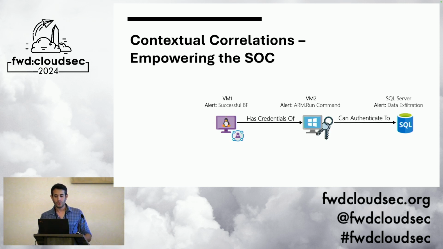And now on VM2, since we are trying to combine posture with threat protection, as part of the posture side we periodically scan the disk for secrets. And we can see that there is a connection string on VM2 that allows access to the SQL server.